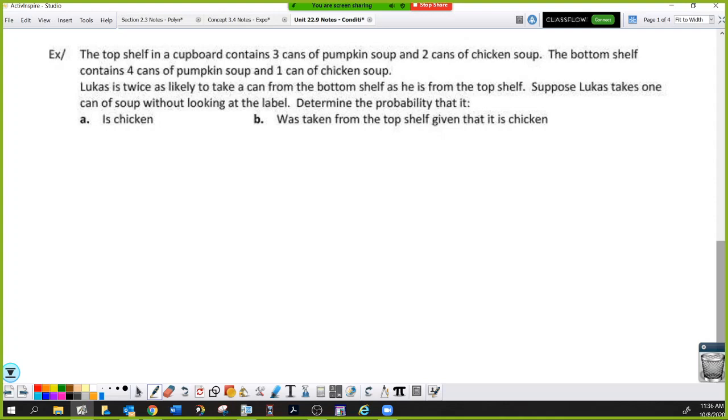Okay, and I'm going to do my best to explain it. I'm going to use a tree diagram. We will not use common sense, because common sense fails a lot of highly intelligent people. We will use a tree diagram. The top shelf in a cupboard, you're going to want to pay attention.